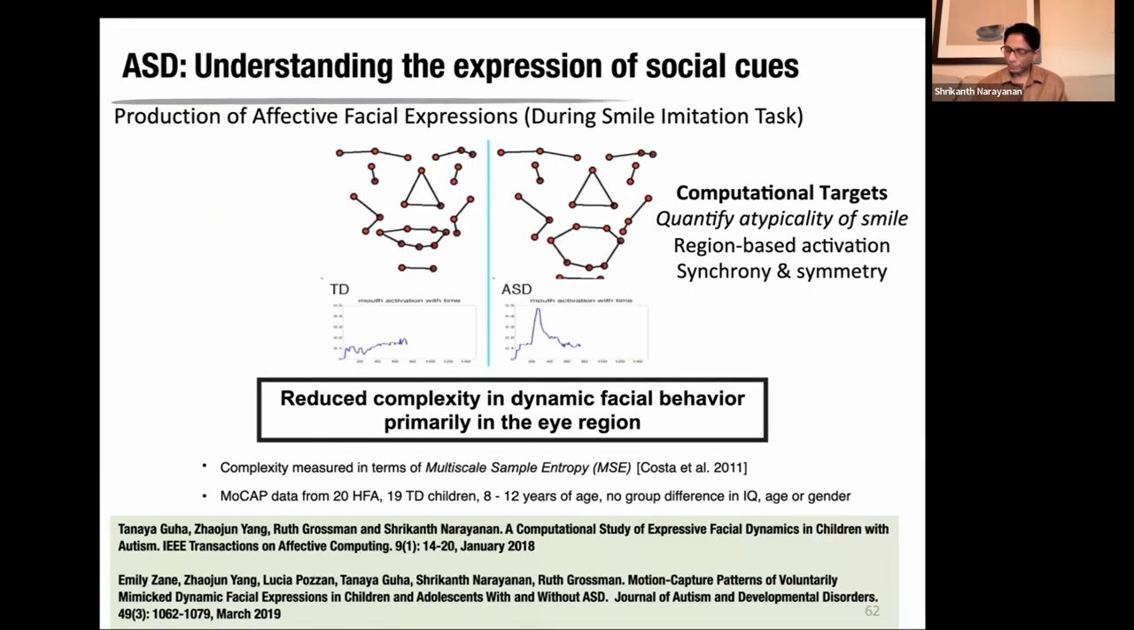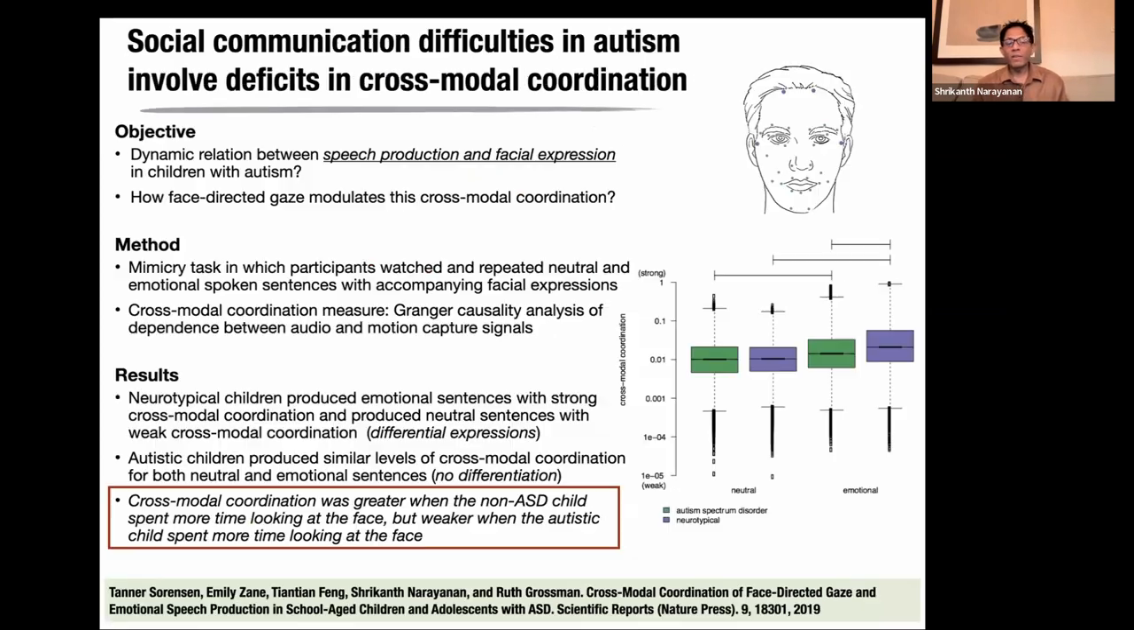We can model facial expressions. From a scientific point of view, we've shown that the complexity differences in how various parts of the face and visual movements are coordinated is different. We can quantify that and use it as a biomarker. In fact, we showed that this cross-modal coordination was greater in non-ASD children, between face and voice and different portions of the face. But in children who have autism, this coordination was less, and it became even worse in a social circumstance.